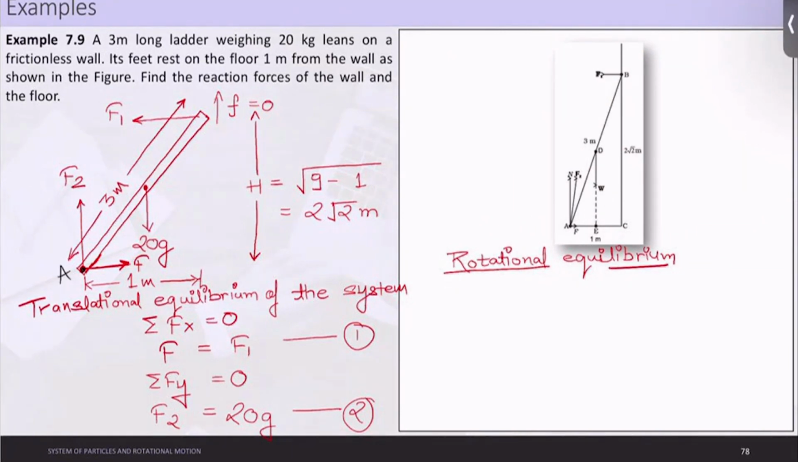We can calculate about any point. We can calculate even about this point, or this point. You can see here it is easier to calculate using this point. Why? Because for the two forces F2 and this capital F, the value of R would be 0. So it is easier to analyze the moments using this point.